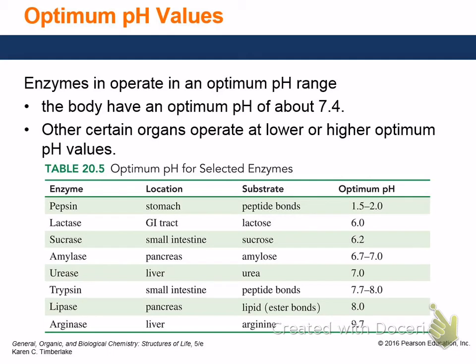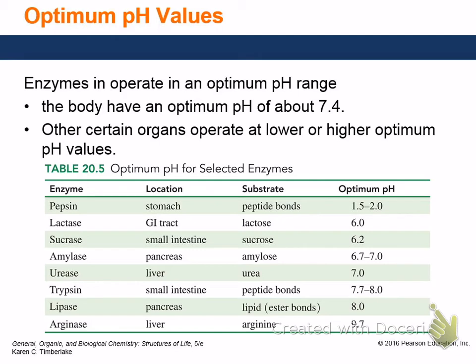Yeah, so there's a couple of interesting optimum pHs for selected enzymes. So pepsin, notice its pH. What's that pH? 1.5 to 2, right? Where does it operate? In your stomach, and the pH in your stomach is around 2, right? So it would be bad if its pH optimum was at 7, because your body would secrete it and then it would just be inactive.